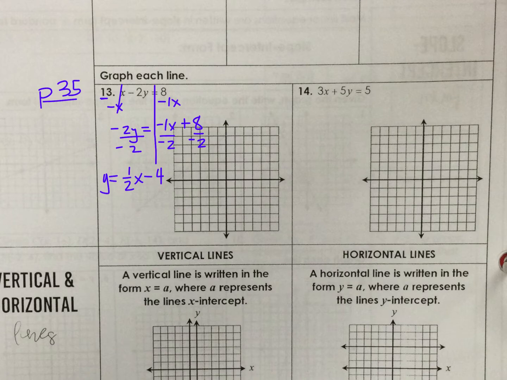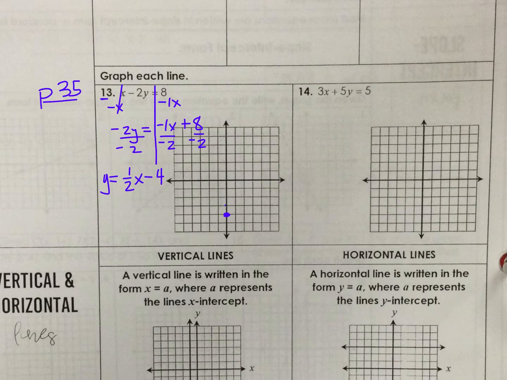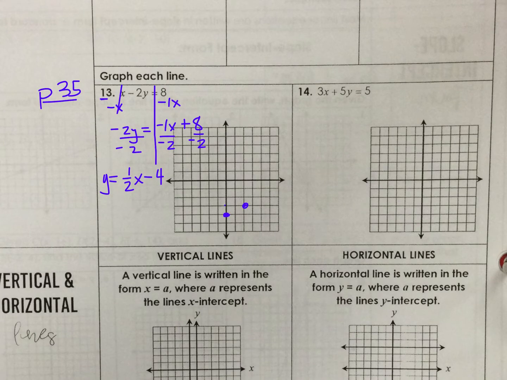Now I've got to graph it. So we always go down on the y line to negative 4. That's where I'm going to start. I rise 1 and I run 2 to the right since it's positive. And there's my line. Okay, so that should be a review. So I would like for you to do number 14 yourself. When you are done with that, we're going to talk about vertical and horizontal lines.